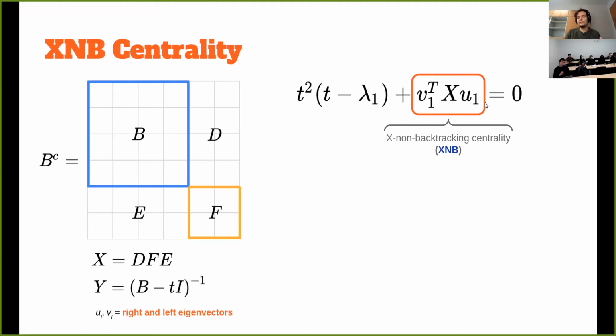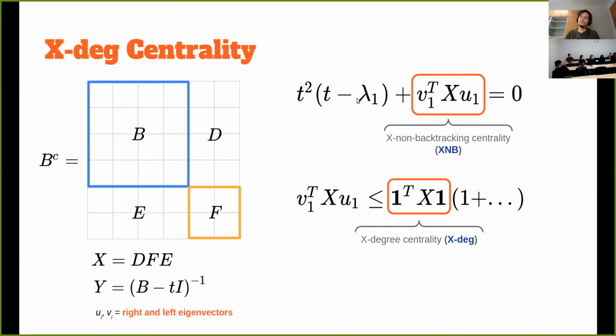Now, the problem here is that it's a little bit annoying to compute with this thing, because for every node, you have to go through the entire thing, compute an eigenvector and so on. So what we did in the paper is we found that this X non-backtracking centrality is upper bounded by a term that is very similar in its functional form. This is the vector of all ones times X times the vector of all ones, plus some other terms that can also be neglected. And we found that not only is this an upper bound, but it follows the same behavior. If this is large, then the difference is large. If it is small, then the difference is small. So we took this to be another derived centrality measure, which we call the X degree centrality. And in a second, I'm going to tell you why we called it that.